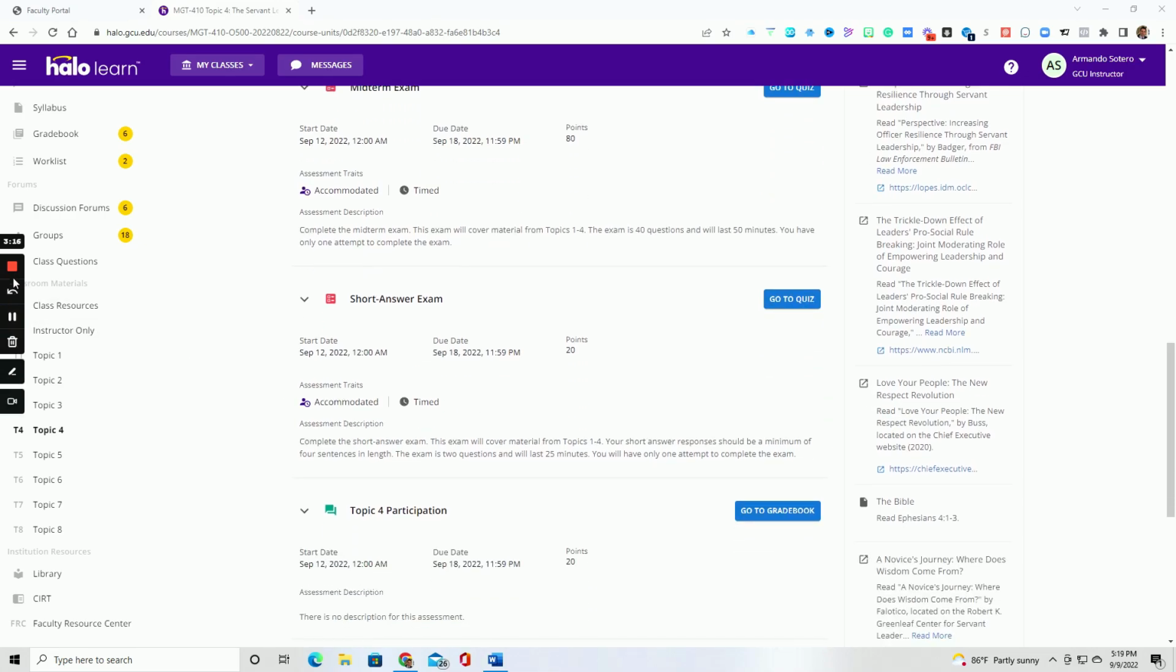Now, for this short answer exam, this is worth 20 points. And really, everyone should max out these points here in case you don't do that well on the top midterm exam part. Okay, so again, topics 1 through 4, these are short answers. But please read this. The answers should be a minimum of 4 sentences long. I still get students submitting 2 or 3 sentences, and you're not going to get full credit for that. 2 questions. 25 minutes, you only have 1 attempt.